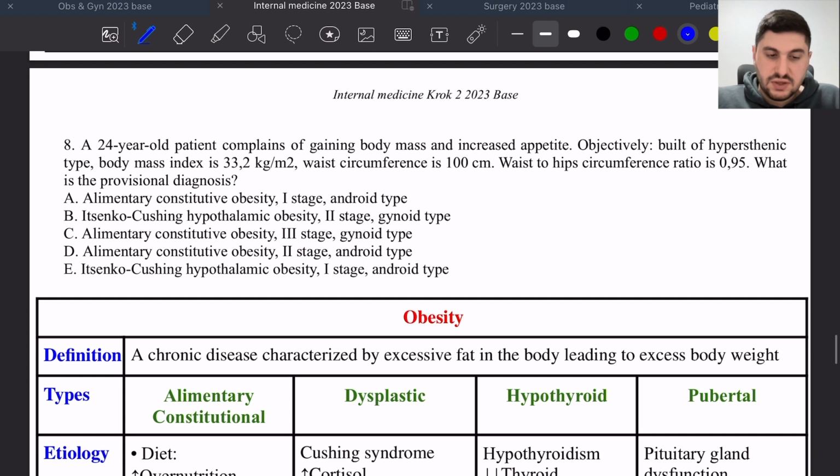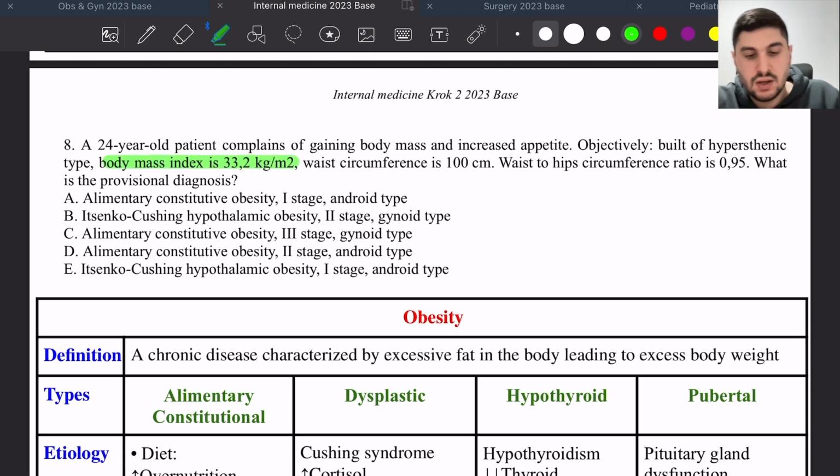Next question: a 24-year-old patient complains of gaining body mass and increased appetite, objectively built of hypersthenic type, like overweight, and his body mass index is 33. Waist circumference is 100 centimeters. Waist to hip circumference is 0.95. What is the diagnosis?